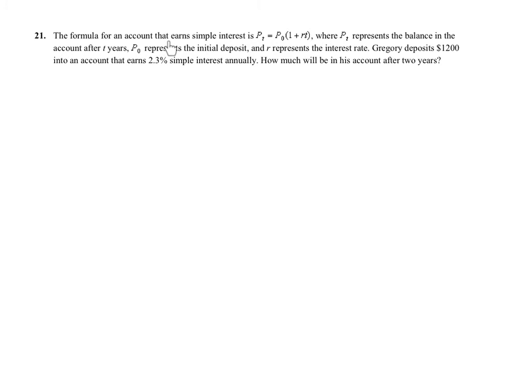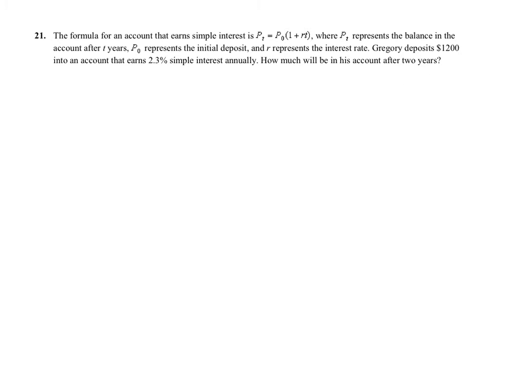The formula for an account that earns simple interest is P sub T equals P sub 0, parentheses 1 plus RT. This is a little bit different because we don't have that exponent spot, so this is a little bit easier to work with. All right, so Gregory deposits $1,200 into an account that earns 2.3% simple interest annually. How much will be in his account after 2 years?